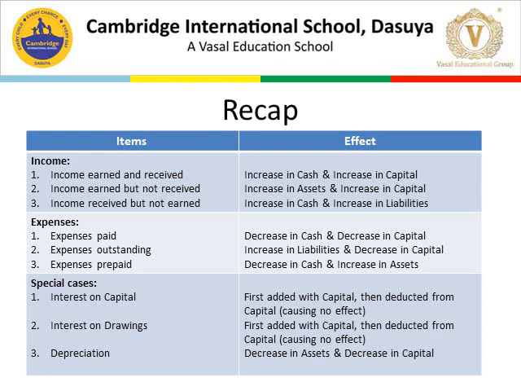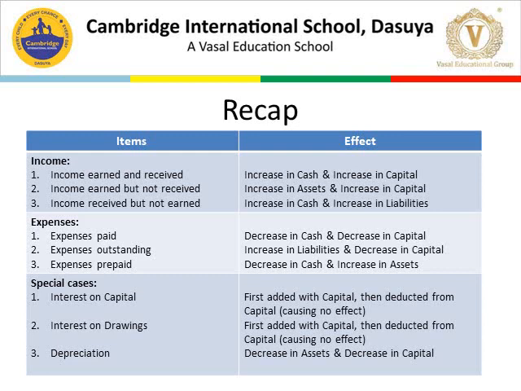Number three, income received but not earned. It means you have received some amount of income, but for that income you have done nothing. So what will be the effect in the accounting equation? It will increase your cash and increase your liability as well. So these are the three items or three cases of incomes.